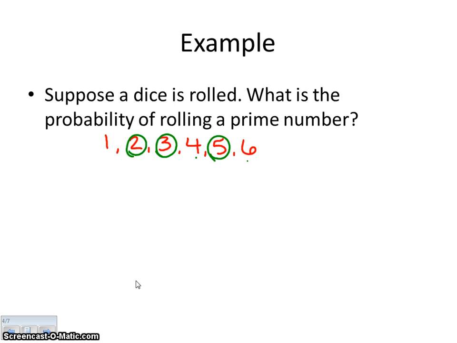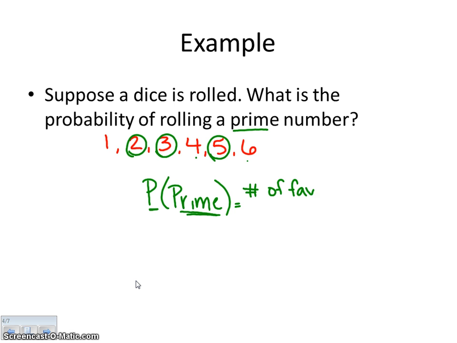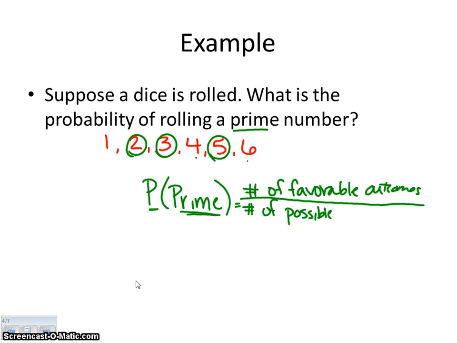Okay, so we are going to write the probability that the number is prime. You write it as probability, big P, and then whatever you're looking for, prime, which is what the question is asking, equals the number of favorable outcomes over the number of possible outcomes.